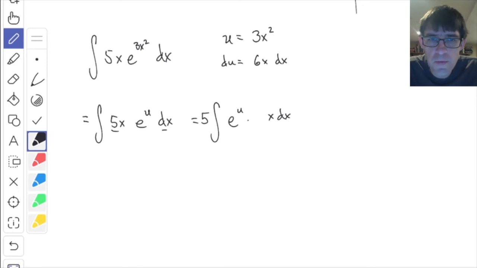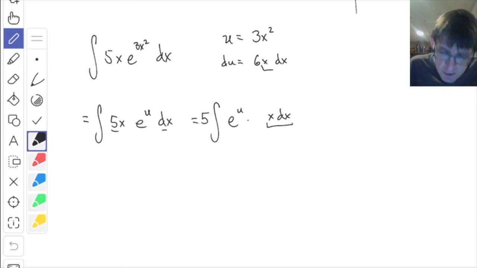Then we don't have to worry about the 5 at all. It'll just sit in front of our final answer. Anyway, what do I do with x dx? I see x dx right here, and I can isolate it by dividing by 6. So this will say 1/6 du equals x dx.